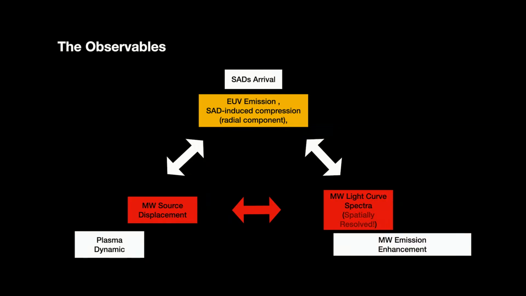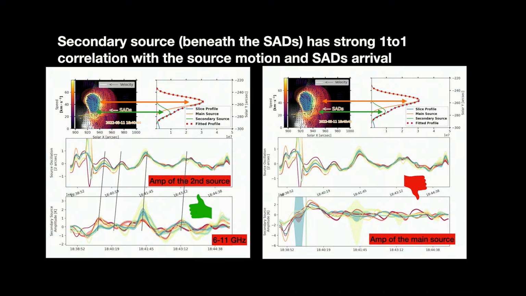Another relation we want to build is between the microwave source displacement and the light curve, which is the microwave emission enhancement. We find that the microwave source displacement and the light curve of the secondary source have a very good one-to-one correlation, as you can see here. The middle panel is the overall microwave source displacement, and the lower panel is the corresponding secondary source light curve. You can see a very good one-to-one correlation there, but for the main source, there is no correlation. So the secondary source has more correlation with the arrival of the SAS, and it is also closer to the SAS. So we come to the conclusion that this oscillation comes from the SAS directly.